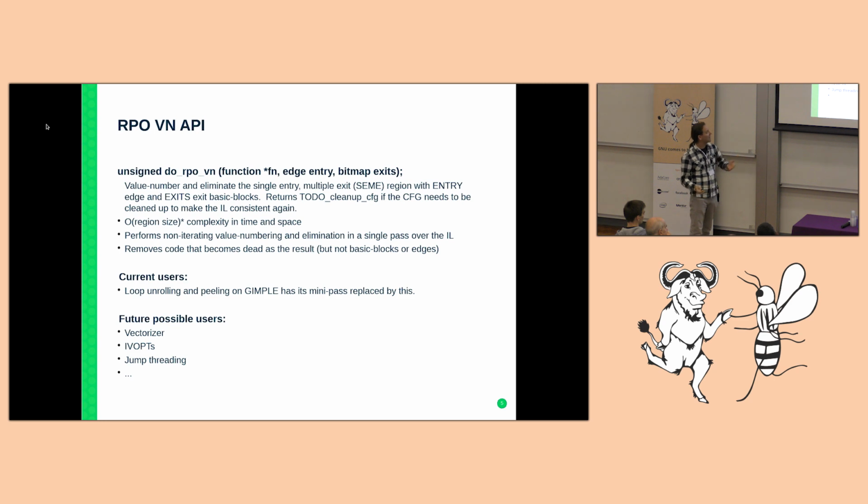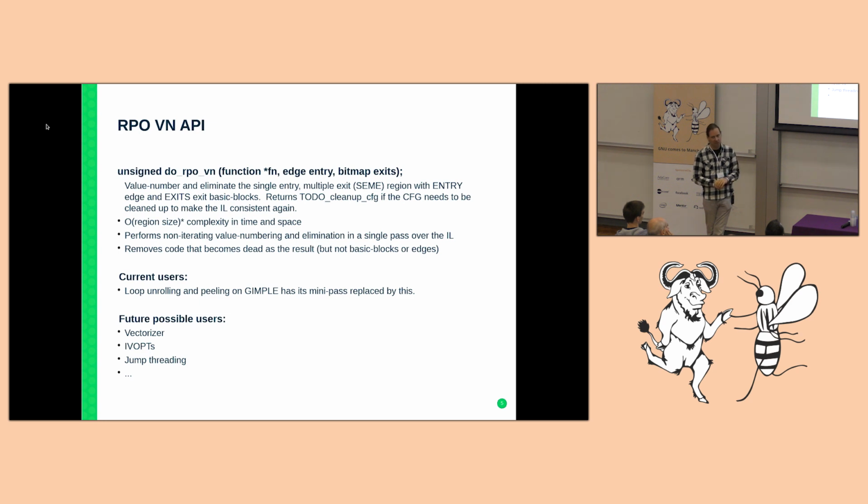And of course, other current users are now FRE and PRE, because the SCC-based value numbering iteration scheme is gone. So there's only the RPO one left. There are some future possible users. As I thought, the vectorizer could probably use this on its body.